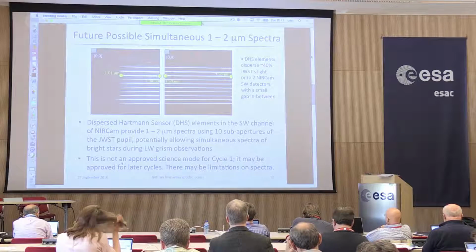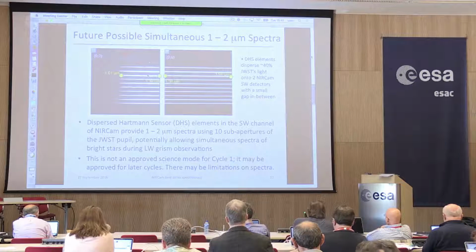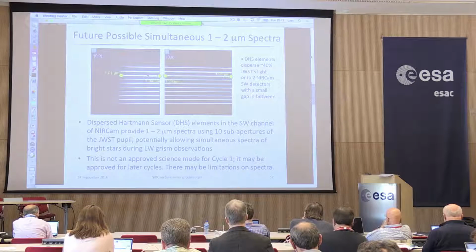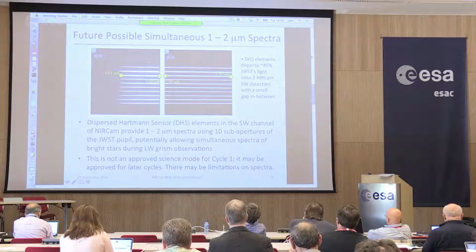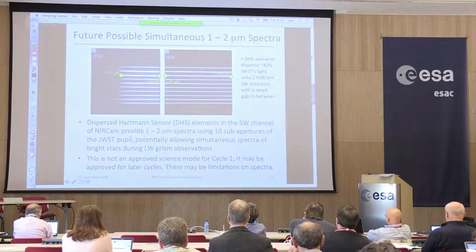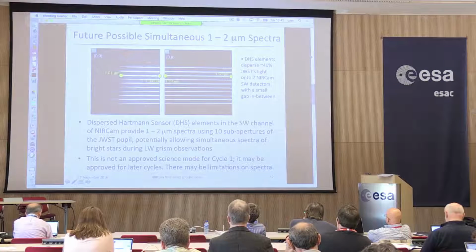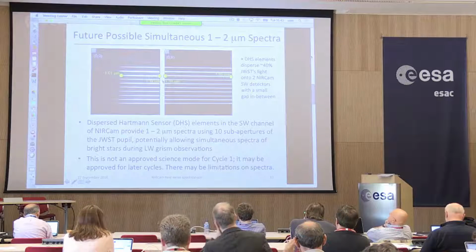This is a little preview of a possible future mode. There are some spectral elements in the short wavelength side of NIRCam, so it's not the spectra I showed earlier, but this actually disperses the light if you have a star. This is designed for wavefront sensing, for phasing the mirror, but once it's phased, it works like a spectrograph. A single star gets split into these 10 different spectra, dispersed from 1 micron to 2 microns using 2 of the near-infrared detectors. They're just adjacent like this with a small gap of a few hundredths of a micron in between.